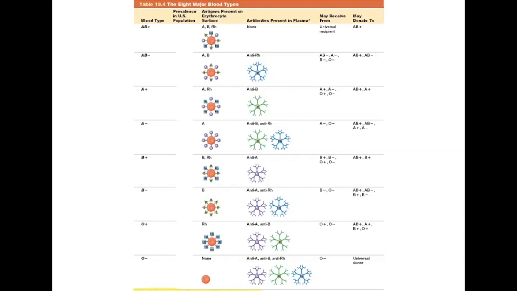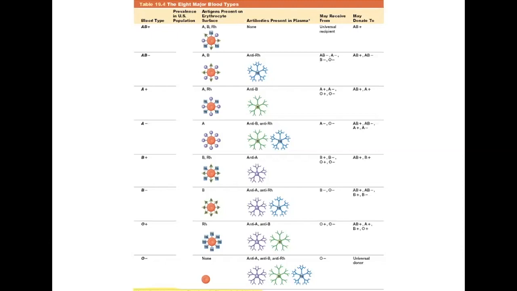This table lists the 8 major blood types. It assumes prior exposure to Rh antigens for Rh negative individuals. Recall that Rh negative individuals will not have Rh antibodies until after exposure. For each blood type, the antigens and antibodies are listed. In addition, important transfusion information is given at the far right.